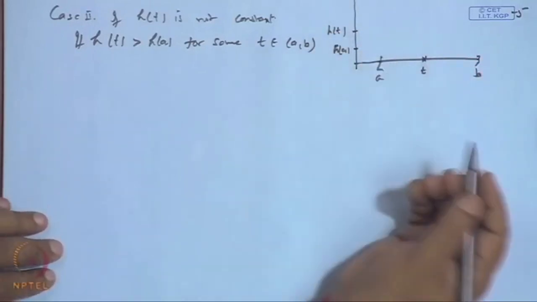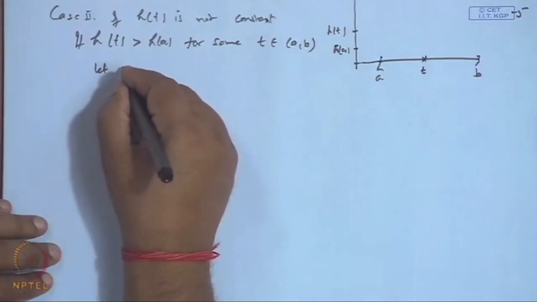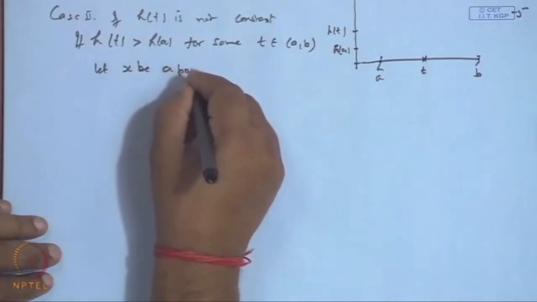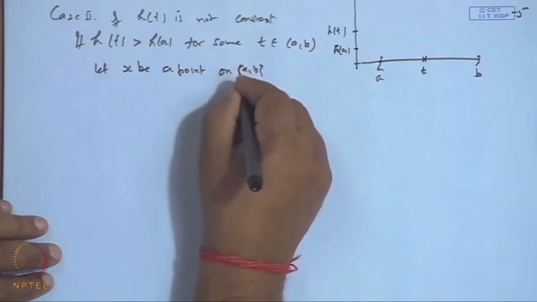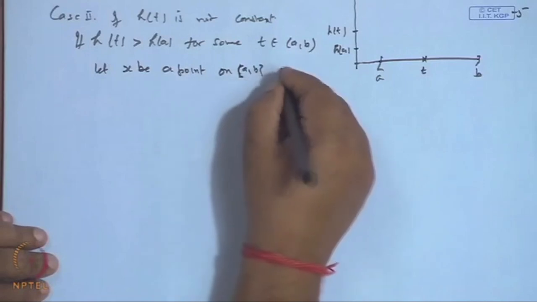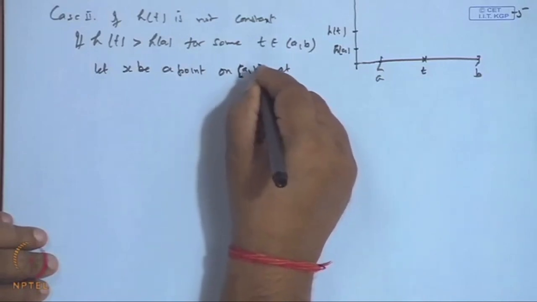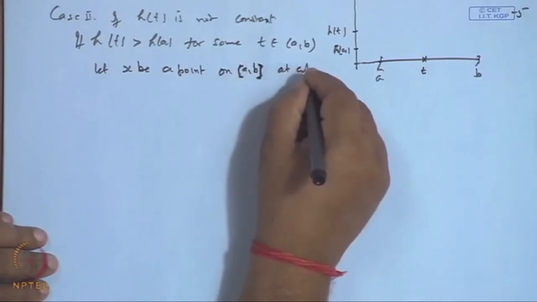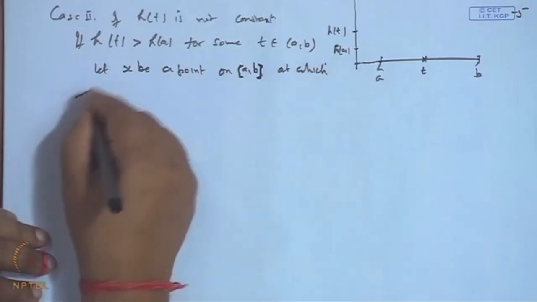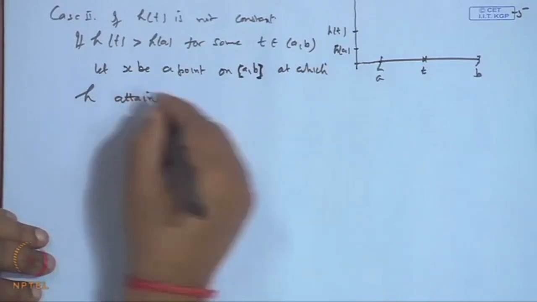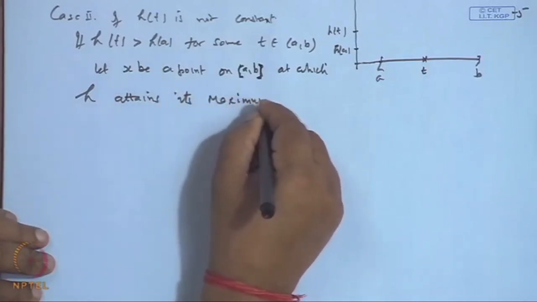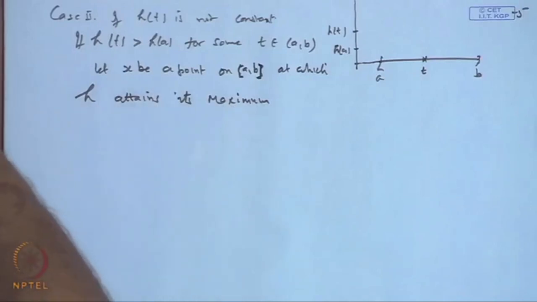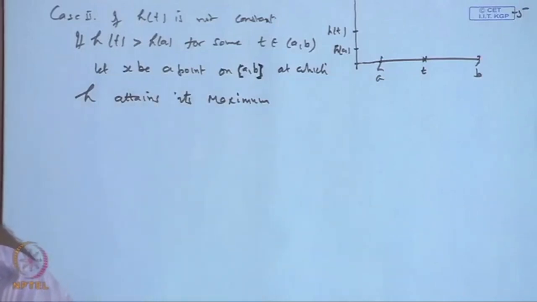And let x be a point on the closed interval [a, b] at which h attains its maximum value.